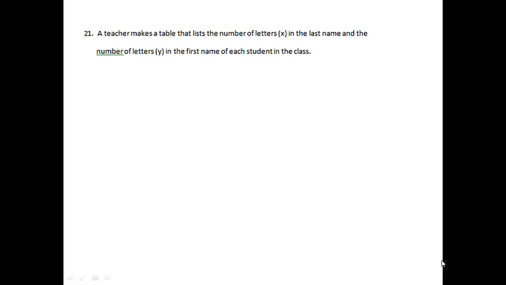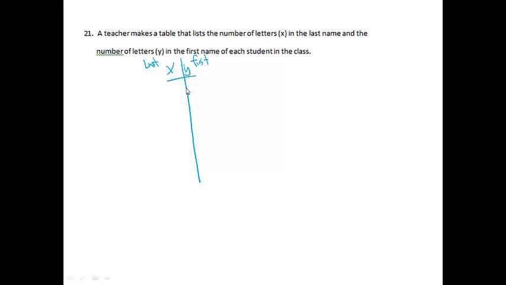All right, 21. A teacher makes a table that lists the number of letters x in the last name and the number of letters y in the first name of each student in the class. So again, we want to decide yes or no on this one. I'm going to start by making a table because we'll find that a lot easier. It said that x was the number of letters in the last name and y was the number of letters in the first name.